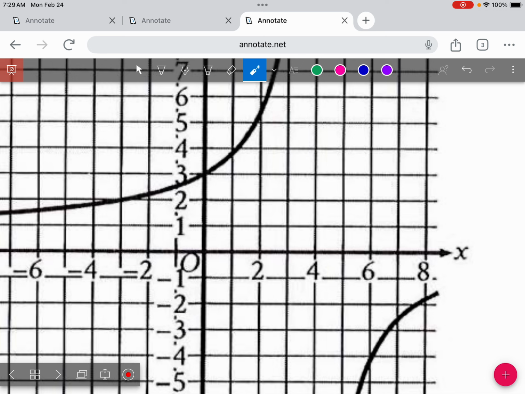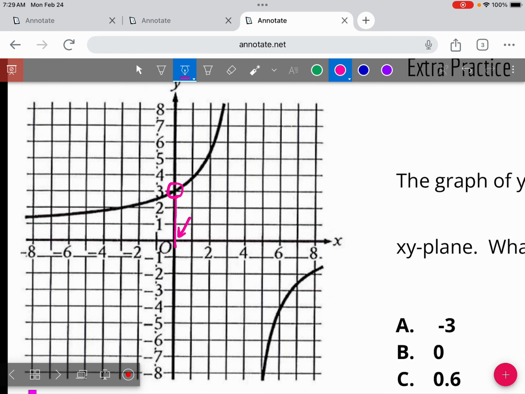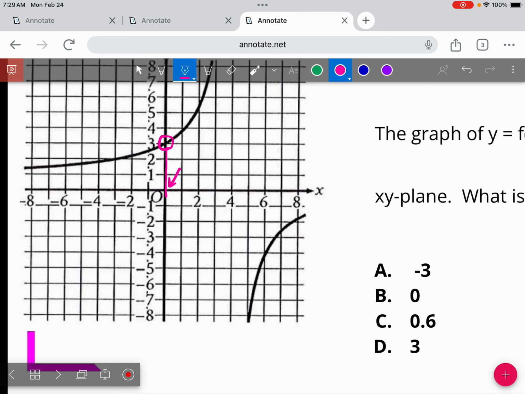This is my x-axis, right? Here's my x is 0. So what is the value of my graph when x is 0? 3. X is 0 is right here, so we're looking up this way. There's my line. So which of these options are going to be our answer? D.